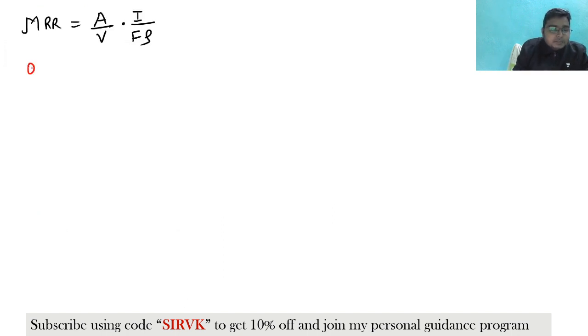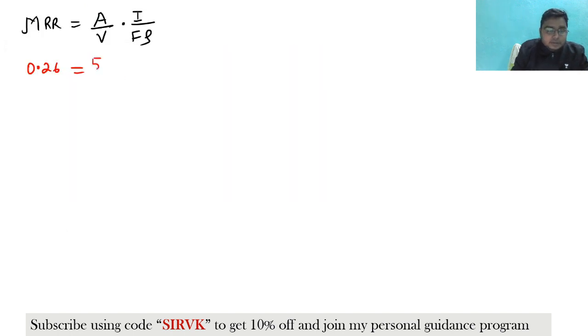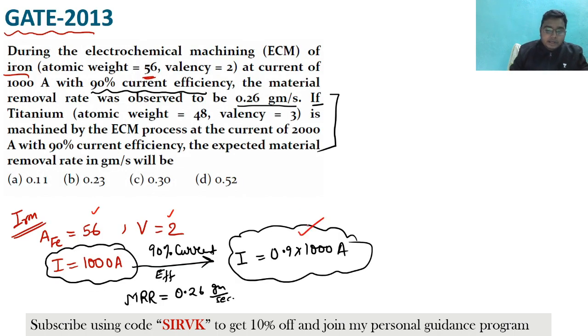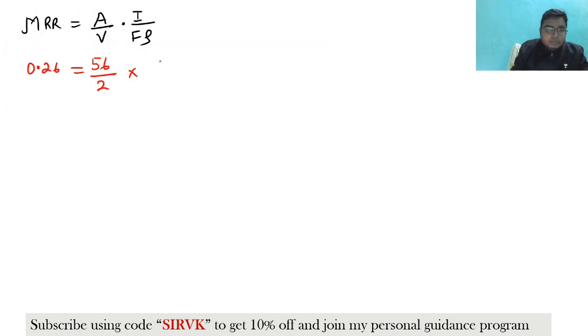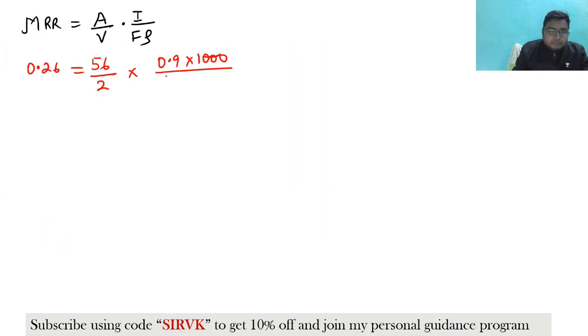So MRR is 0.26. What is A? A is given as 56, right? This is 56. A is 56, V is 2. Put it here. What is the current? Current is given as 0.9 into 1000, divided by the Faraday constant. What is the Faraday constant? It is not given in the question. So basically you remember that F is nothing but 96500, that is coulomb per mole. Now put it here.